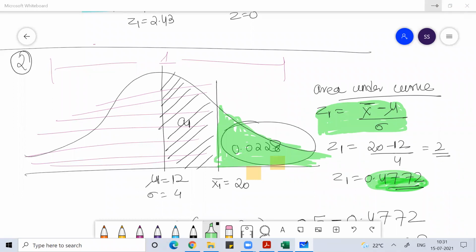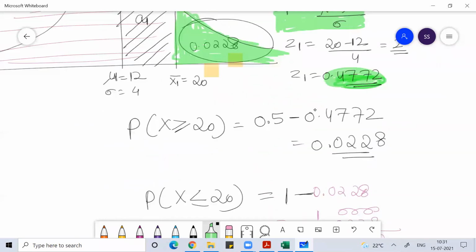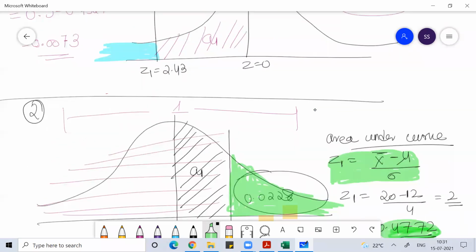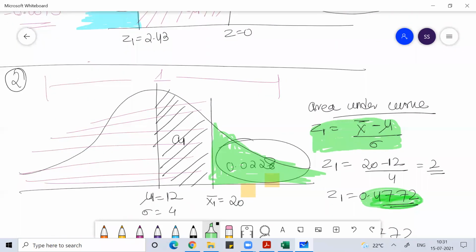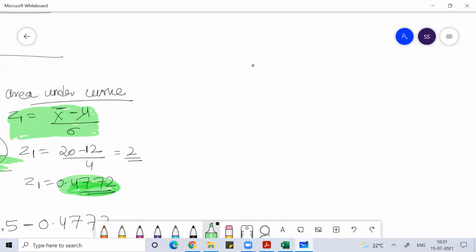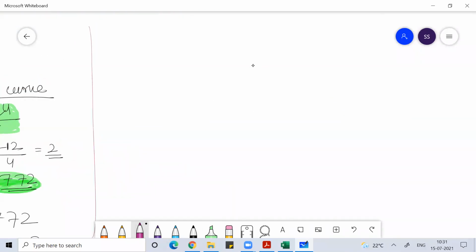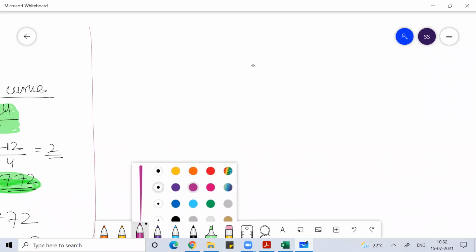Clear, everyone? Any doubt? So the total area of this curve is 1. 50% of the area lies on the left hand side, 50% of the area lies on the right hand side. Clear, everyone? So this much I'll do in today's class. We'll continue discussion tomorrow. Any doubt, anyone?